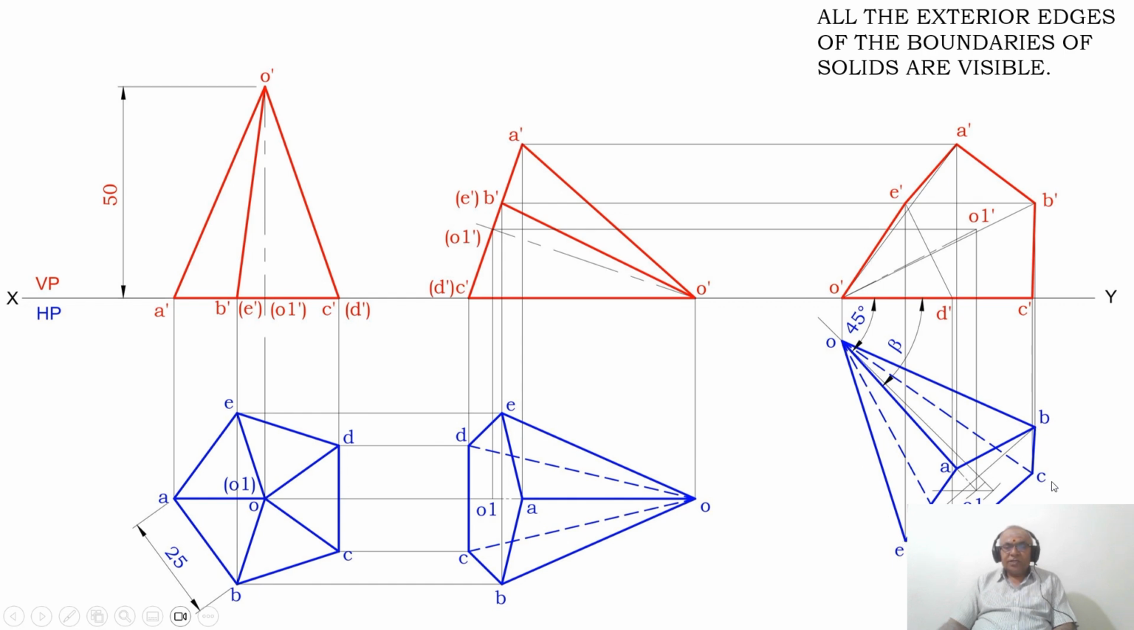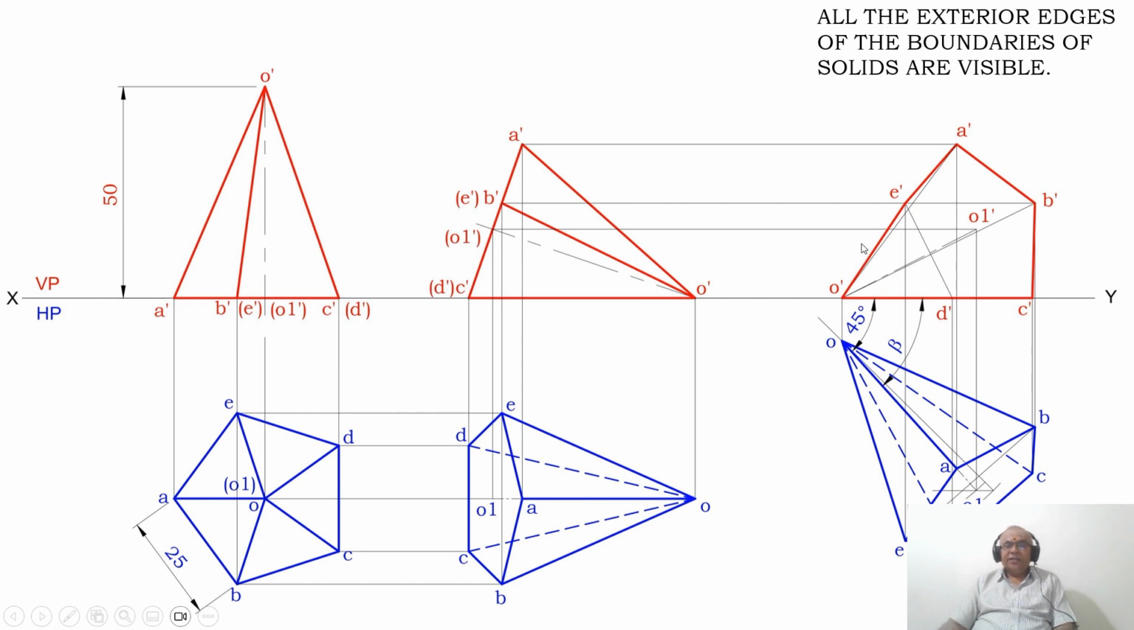Then from O to C you make a dotted line, and from O to D also you make a dotted line. So what I am doing is reproducing the same sketch here on the apparent inclination line, that is the beta inclination line.